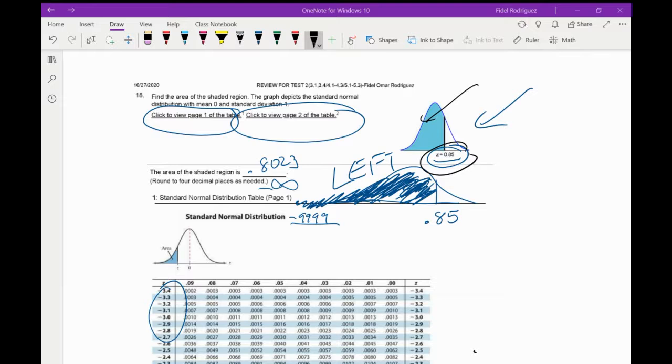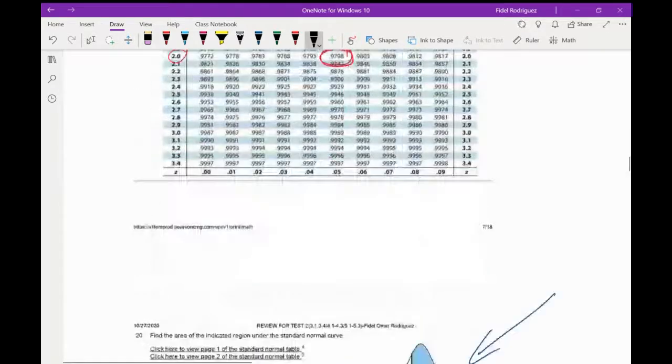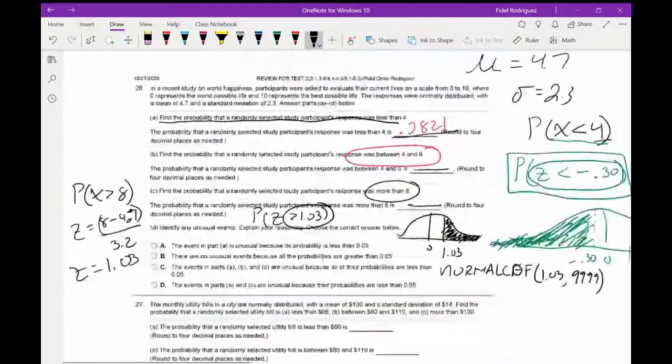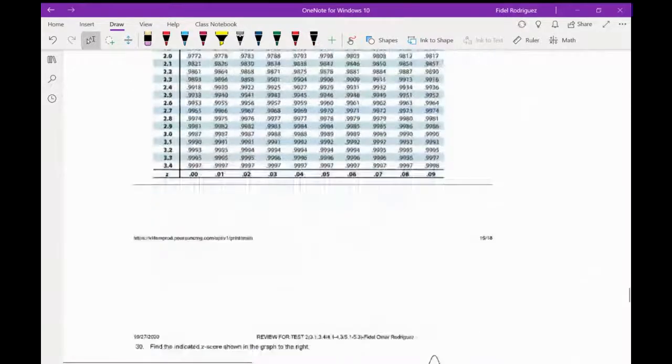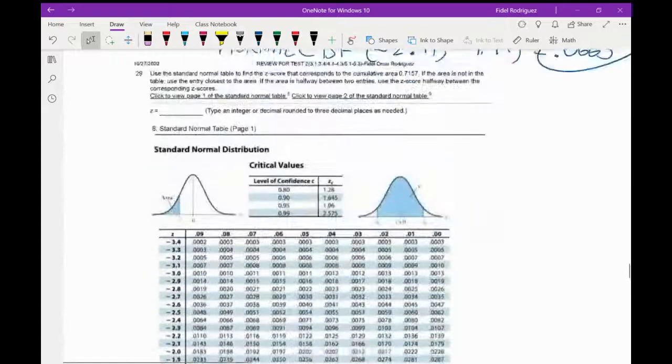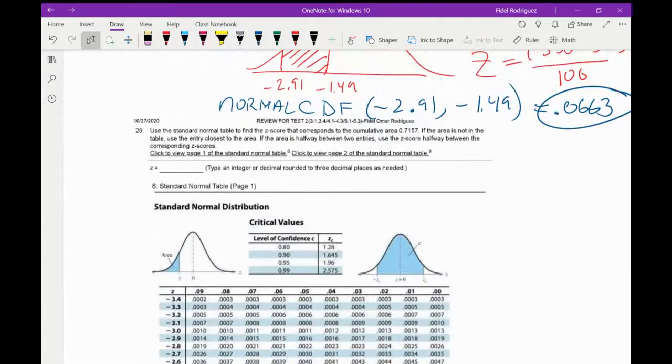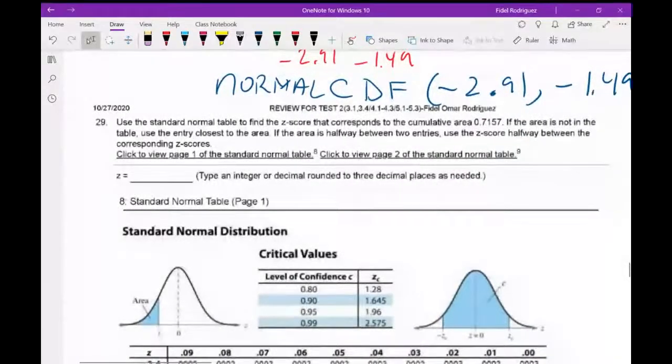So now we're going to go backwards. We know the area, and can we find the z-score? Let me scroll back to get to what number we were on. Okay, 29. It says, use the standard normal table to find the z-score that corresponds to a cumulative area of 0.7157. If the area is not in the table, use the entry closest to the area. If the area is halfway between entries, use the z-score halfway between the corresponding z-values.